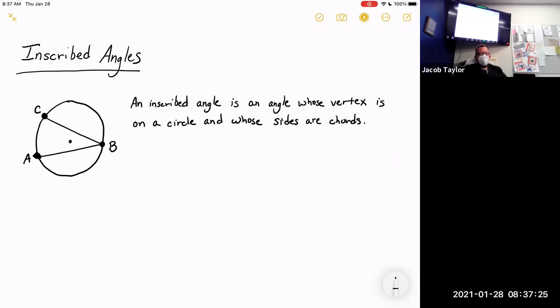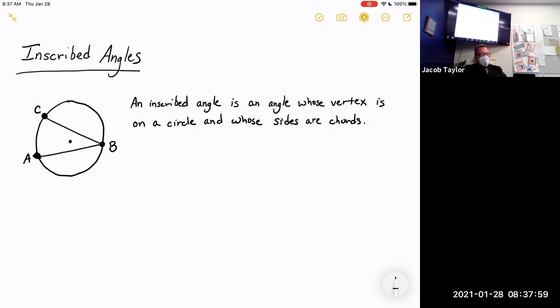Okay. So we're going to talk about inscribed angles, which builds off what we talked about last time, which was central angles. A central angle is an angle where the vertex is the middle of the circle. An inscribed angle is an angle where the vertex is on the circle. So instead of the sides being radii, like they were with the central angle, the sides are going to be chords. Chords go from one side of the circle to the other.